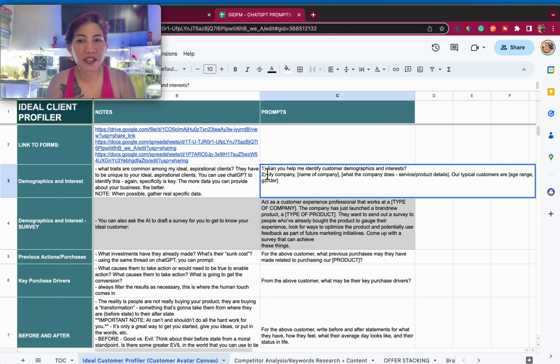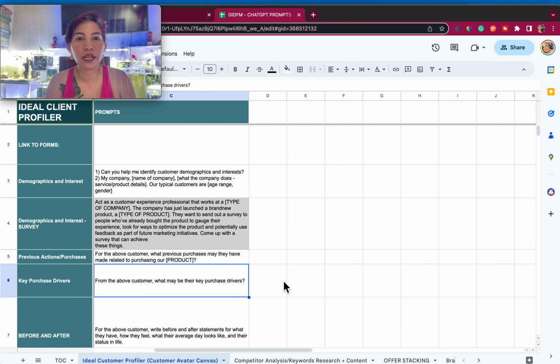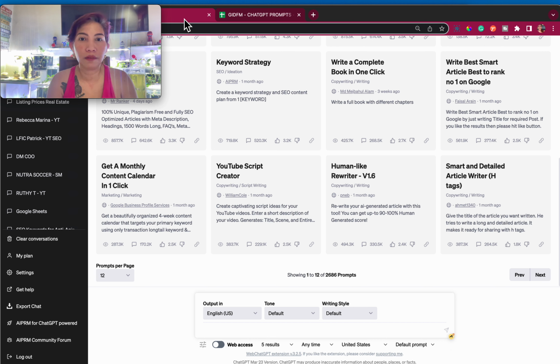So first you ask it, can you help me identify customer demographics and interests? And then you say, my company, the name of the company. This is where you provide the details about the client you're handling. And then if you want to do a survey, you can ask this prompt. And then, of course, you skip it if you don't want to do a survey, you ask this one next, and so on and so forth. And that's how you get the answers and put it on the client's ICP sheet, or ideal client profile sheet.